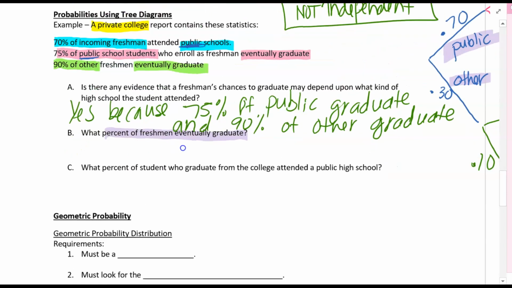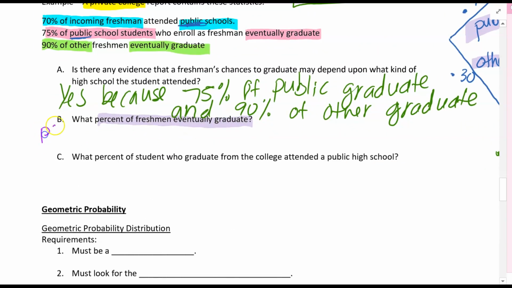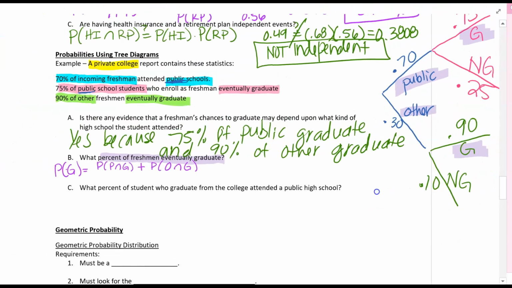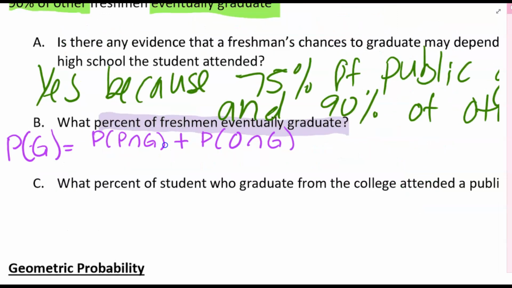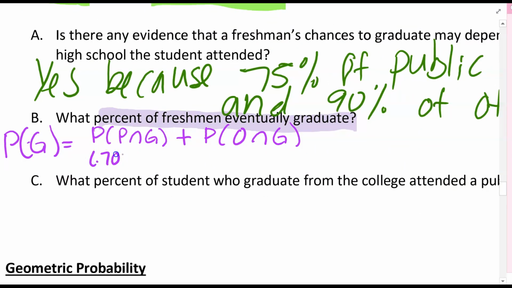The probability of graduating, you're going to take the probability of attending a public school and graduating, and then you're going to add the probability of attending another school and graduating. And you're going to follow the branch. So what's the probability of coming from a public school? On my tree diagram, the public is what percent? 70. And graduating is what percent? 75.